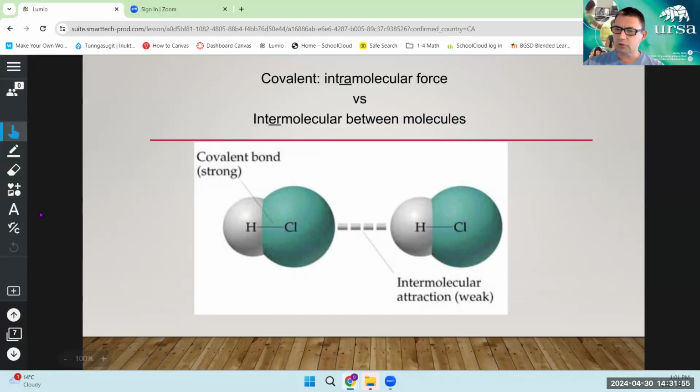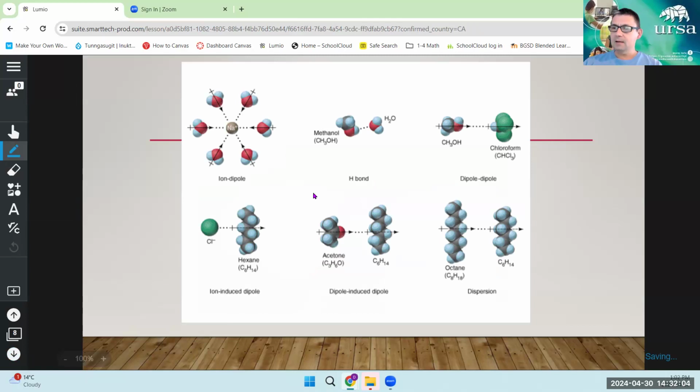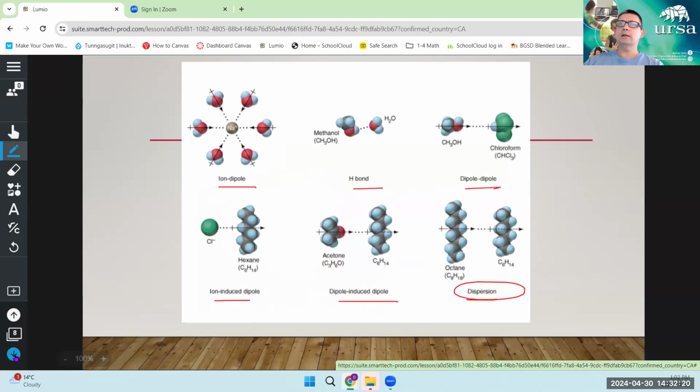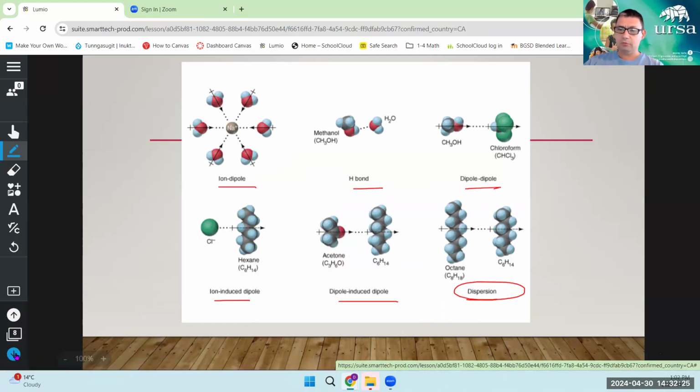Covalent bonds are very strong by comparison. Intermolecular forces, by comparison, are relatively weak. To that end, we can compare and contrast them. The role of ion-dipole forces, hydrogen bonding, dipole-dipoles, ion-induced dipoles, dipole-induced dipoles, and dispersion forces, London dispersion. They all play a role in the attractive force between molecules, which subsequently plays a role in the chemical properties and physical properties of compounds as well.